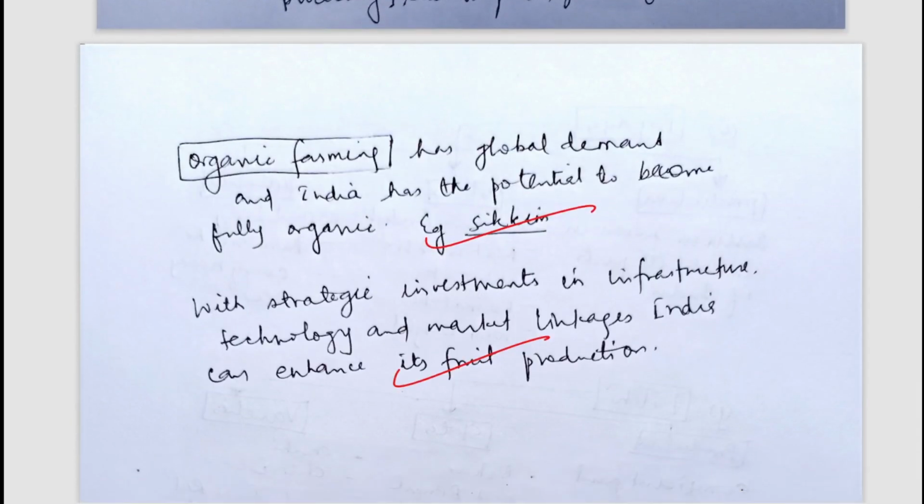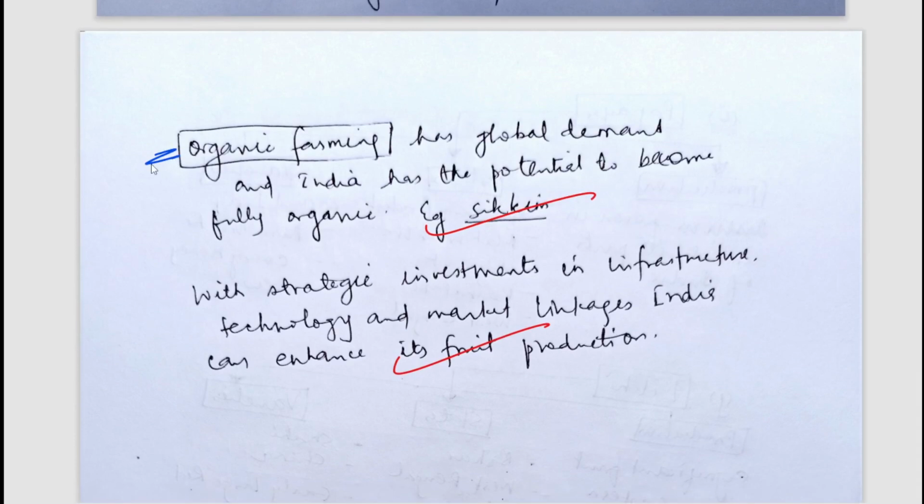So well written answer. The potential of organic farming has also been highlighted, giving the example of Sikkim, and now Kerala is working in a good amount to develop itself in organic farming. So Kerala could be a good state when it comes to organic farming.